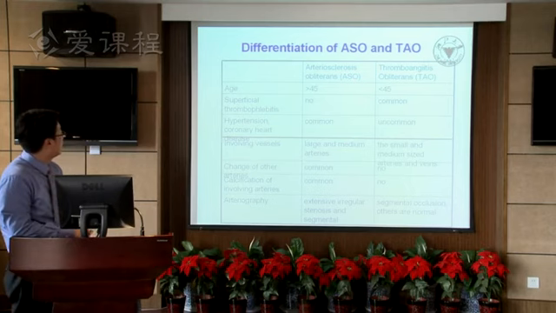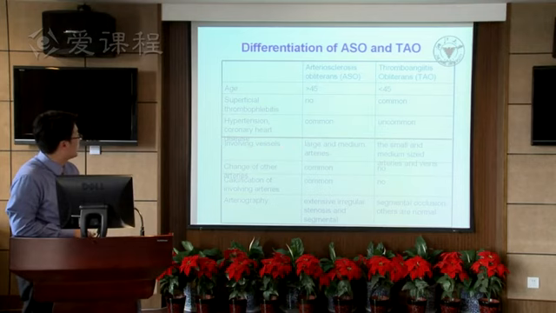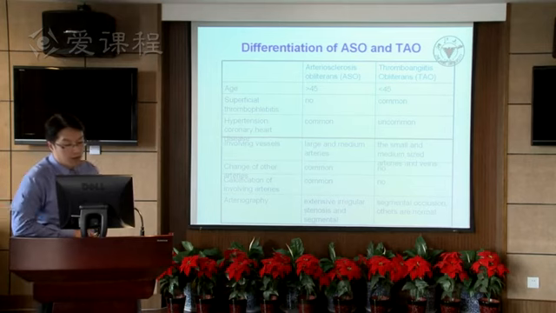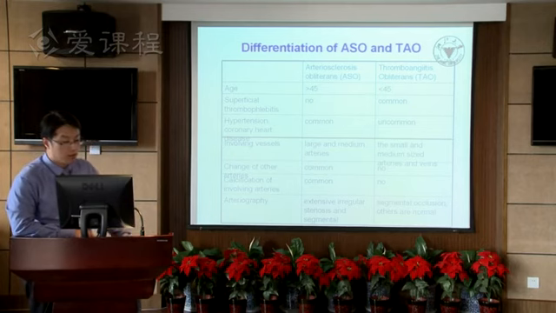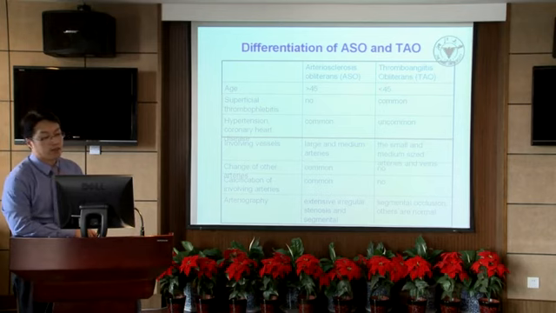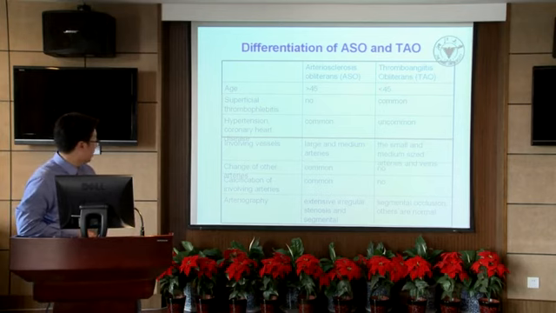In ASO, they involve the large and medium arteries, but TAO involves the small and medium-sized vessels. In ASO, changes of other arteries are very common, but not in TAO. Calcification of the involved artery is very common in ASO, but not in TAO. The arteriogram shows extensive irregular stenosis and segmental occlusion in ASO, but segmental occlusion with the others normal in TAO.